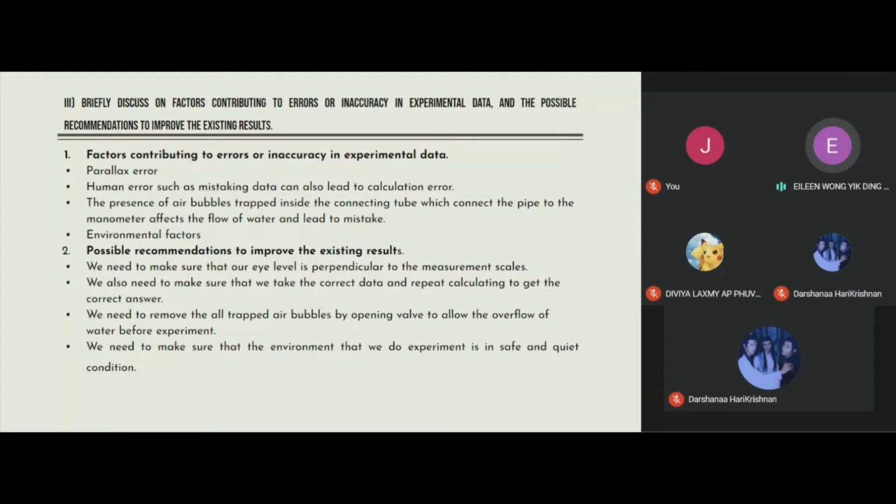The possible recommendations to improve the existing result are, the first one, we need to make sure that our eyes are perpendicular to the measurement scale when taking the data to avoid parallax error. Second, we also need to make sure that we take the correct data and repeat the calculation to get the correct answer. Third, we need to remove all trapped air bubbles by opening the valve to allow the overflow of water before the experiment. Last one, we need to make sure that the environment that we do the experiment in is safe and quiet. That's all from result and discussion.